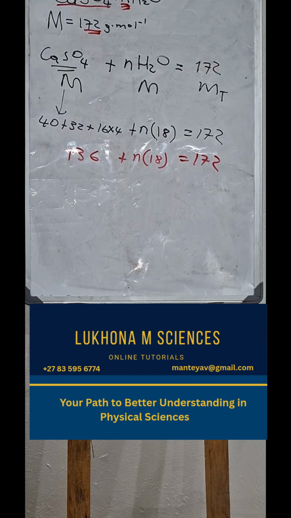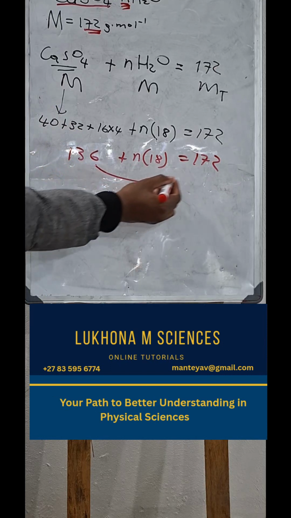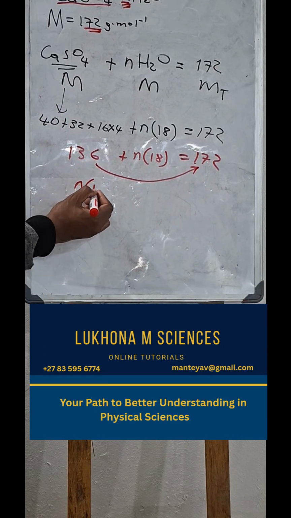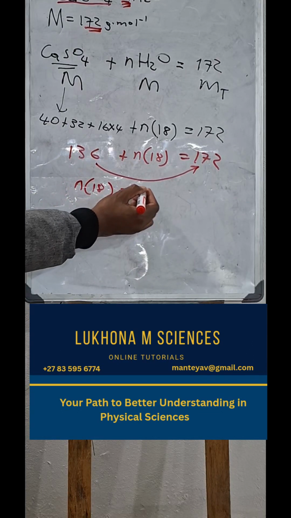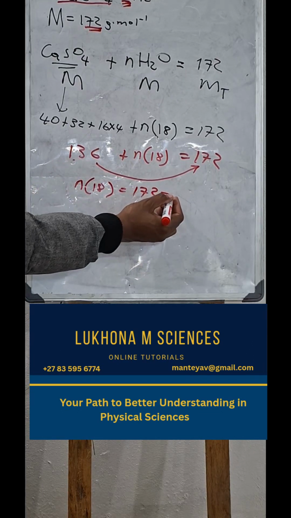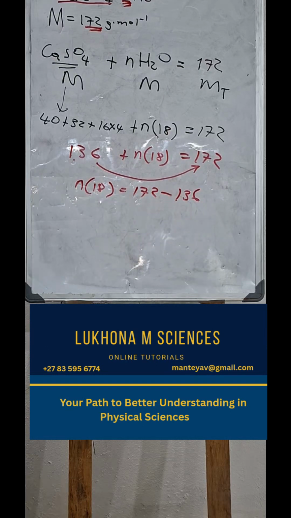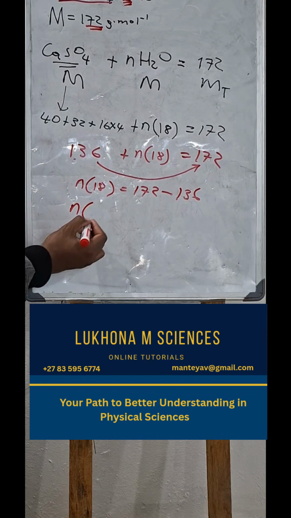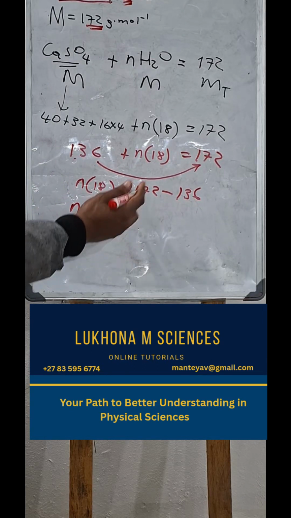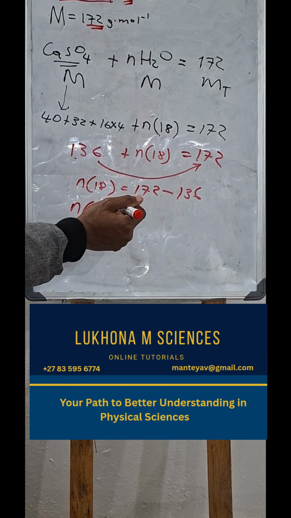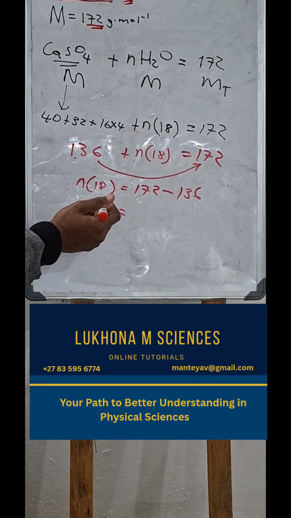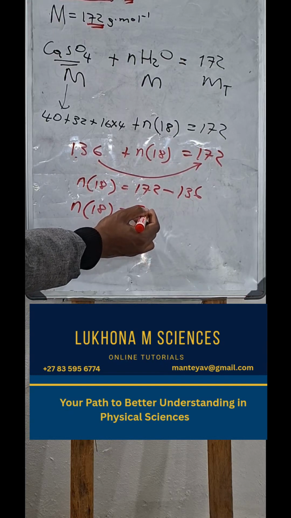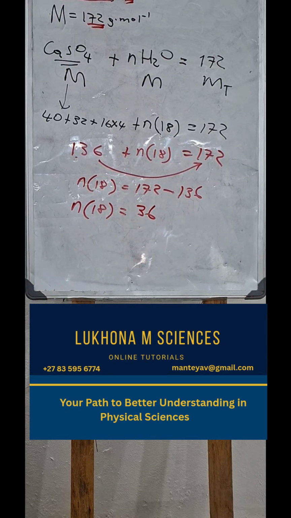Then we are going to solve for N. Then you transpose. So on this side, we are left with N times 18, which is equal to 172, and this 136 becomes negative. Then you press the calculator there. So N times 18 is equal to 172 minus 136, which is supposed to be 36. Yes, it should be 36.